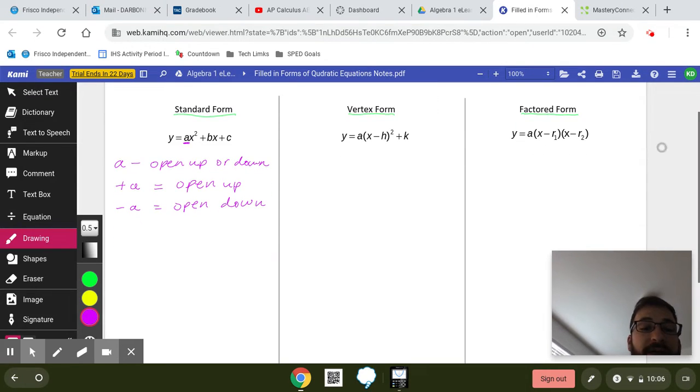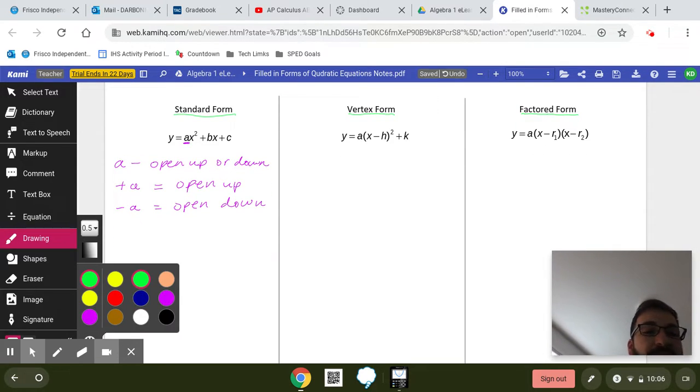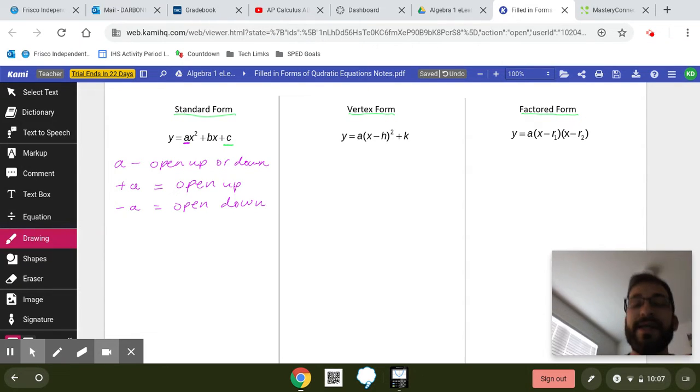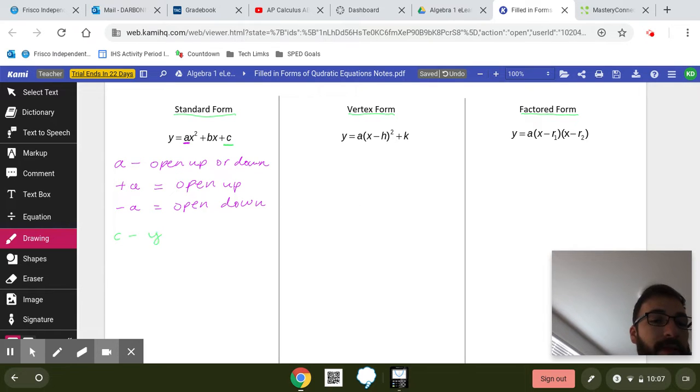Now, the next key feature is c. It's that number added to the end, and it's always going to be the y-intercept. We see this a lot with functions, that the number added to the end is the y-intercept, and it's going to stay true here today. So whatever c is going to be our y-intercept. Nothing too tricky about that. c can be positive, c can be negative, it can be a fraction or a decimal. It doesn't really change anything, it's just going to change the y-intercept.